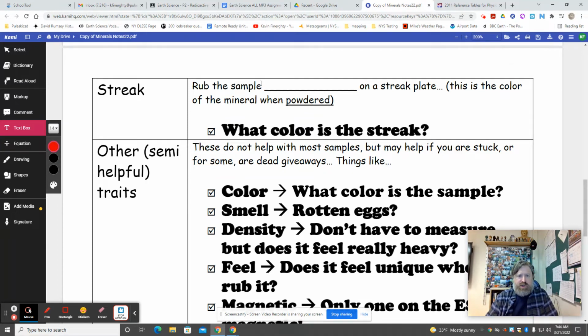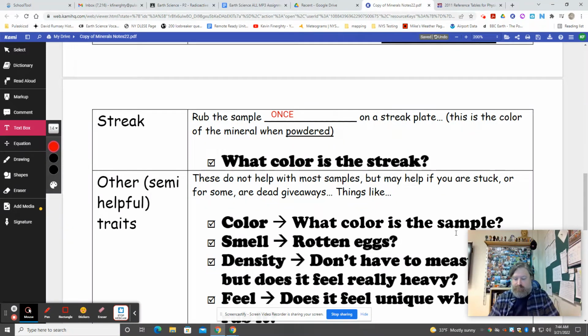So streak, what you're going to do is rub the sample once on a streak plate. Take the mineral and one time, just like that. Okay? I have black streak plates and white streak plates. You'll have both, because if it's a white streak, it's hard to see on a white streak plate. Vice versa with the black one, right? Some won't have any streak if they're very hard. That's fine.